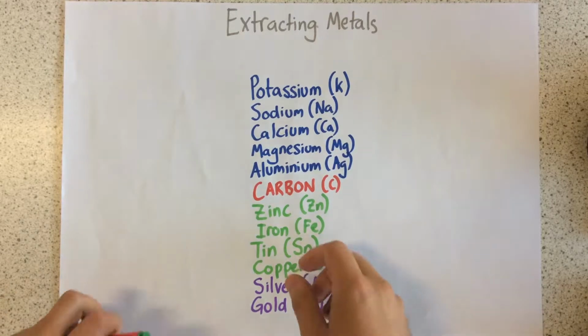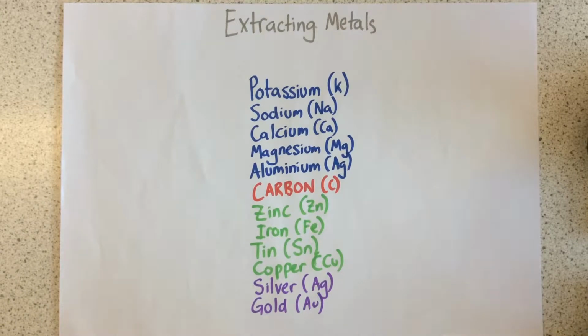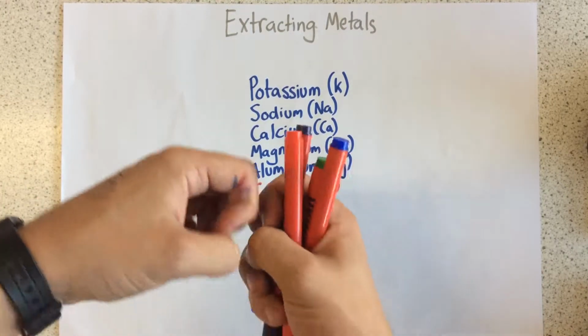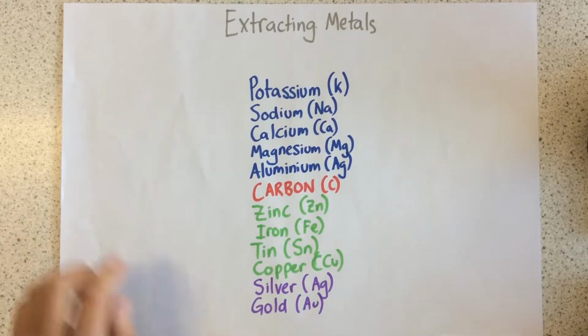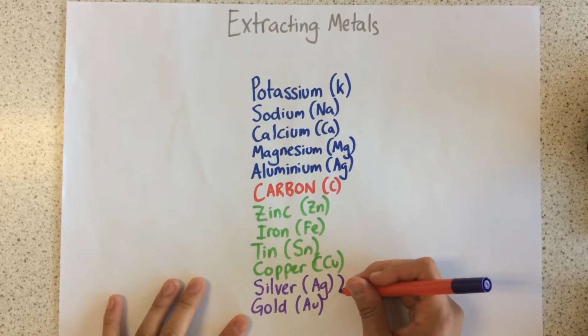Okay, today I'm going to talk to you about extracting metals. We use metals all the time in everyday life, but in order to use the metal, we need to extract it first. Extraction just means getting it by itself. Now, there's a few metals that are so unreactive that they're just found uncombined in the earth.